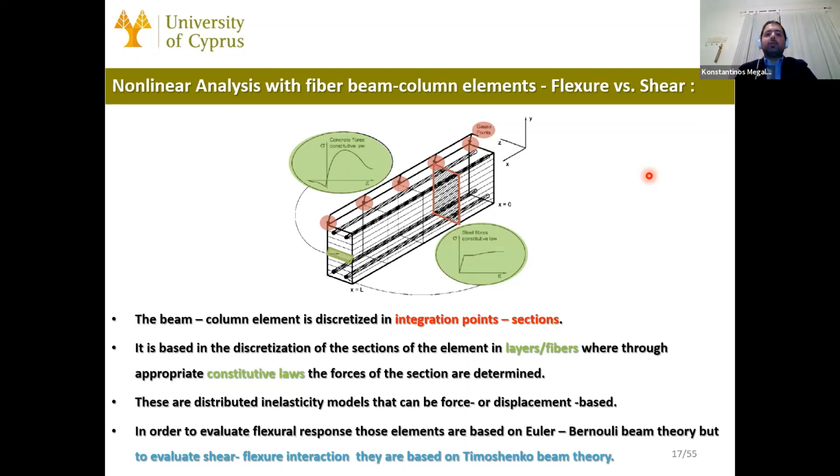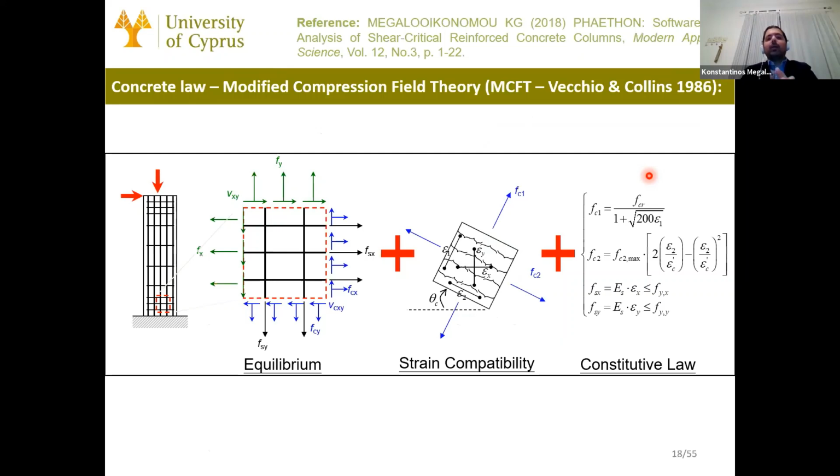So the modified compression field theory is based on average stresses and strains and supplemented with local crack checks. There are 3 groups of equations: equilibrium equations, strain compatibility equations, and simple constitutive materials for steel and concrete.